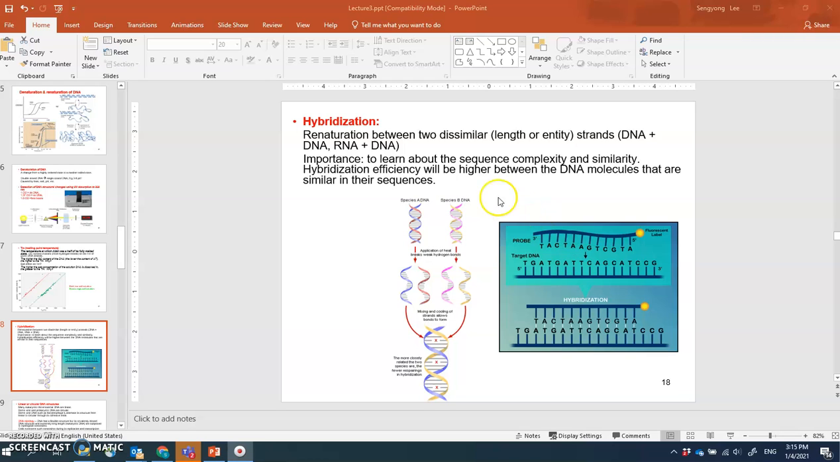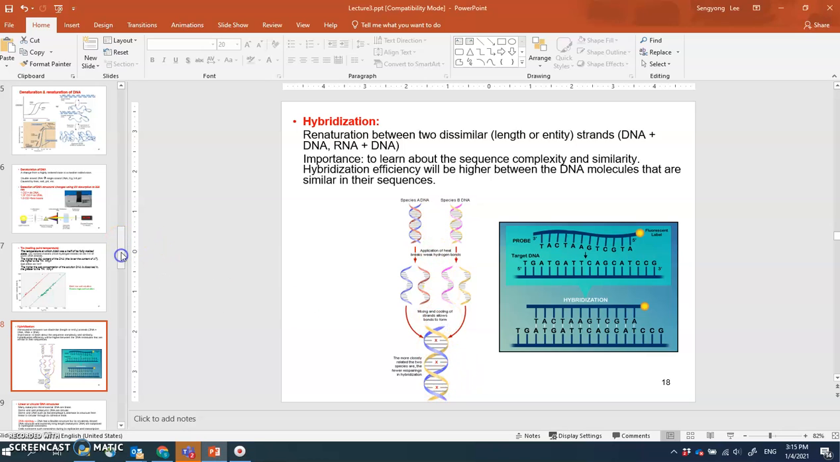Okay, so understand the hybridization difference. Hybridization could happen when a shorter DNA binds with a longer DNA strand, or it could be two DNAs from two different species. There may be some nucleotide mismatch, but if they bind together forming a double strand structure, we call that a hybrid as well. So that's hybridization. Make sense?